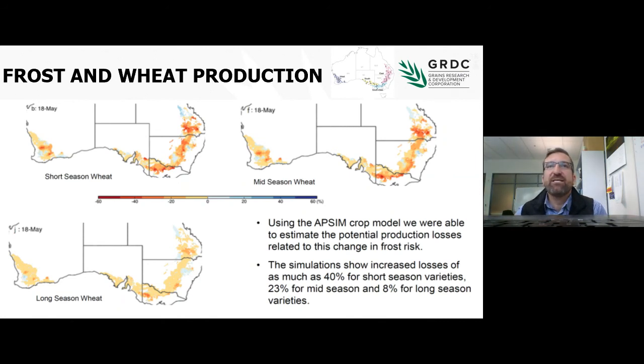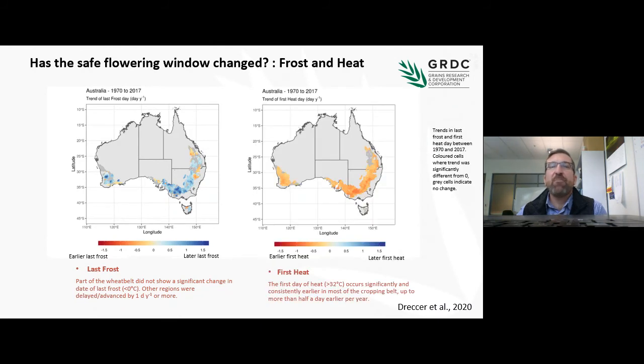But what we can also look at is the change in the heat, so the occurrence of temperatures above 32 degrees. And this is some work my colleague actually presented at the Gundawindi update, which shows the change in the safe flowering window. The first map on the left shows how the frosts are moving to later in the year, and the map on the right shows how the heat is actually occurring earlier in the year. So the flowering window is being narrowed by a later frost occurrence and an earlier heat occurrence.